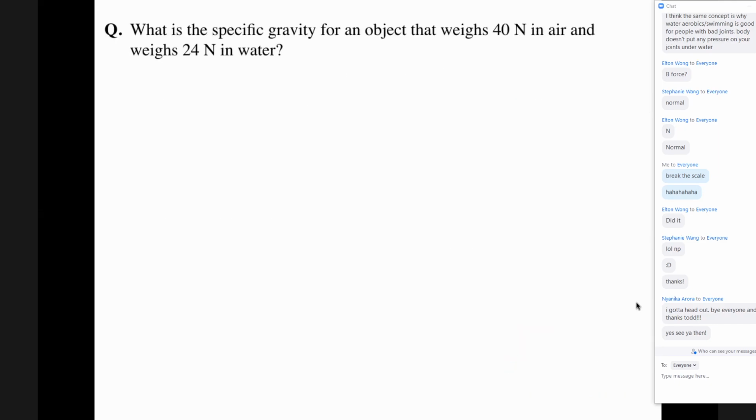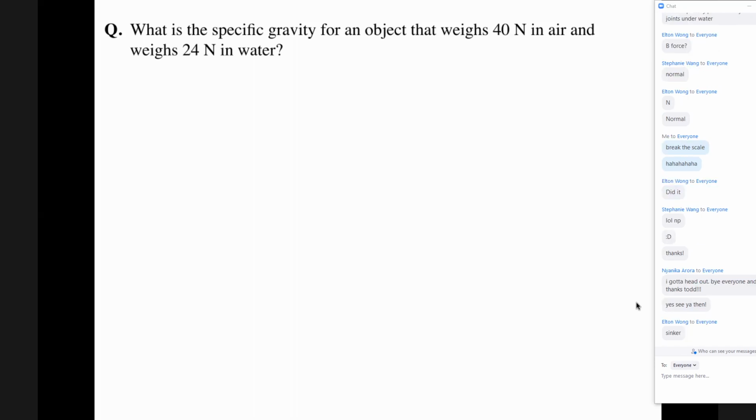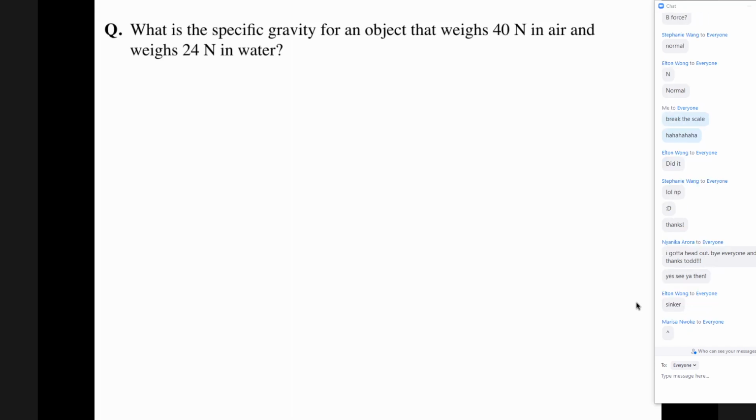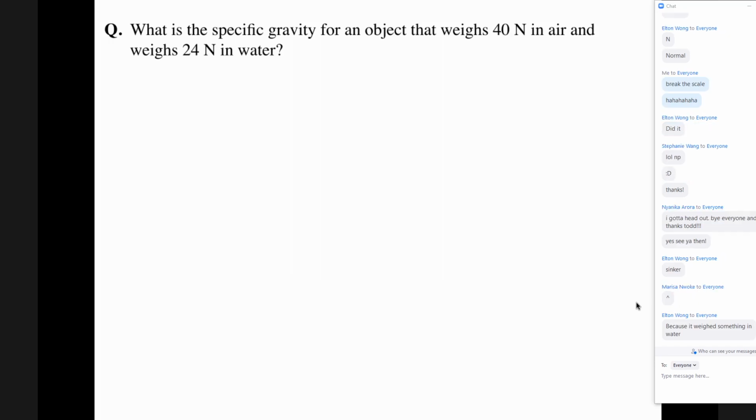Okay, so what is specific gravity for an object that weighs 40 newtons in air and 24 newtons in water? Okay, is this a floater or a sinker? Why do you say it's a sinker? You're absolutely right. What makes you conclude this? So everybody's saying it? Because it weighs something. Perfect. If you float, you're floating, quote unquote, weightless. Okay, so perfect. So we have that.